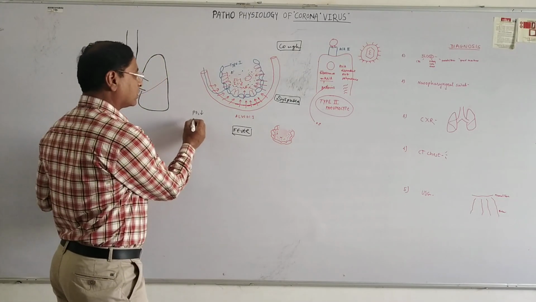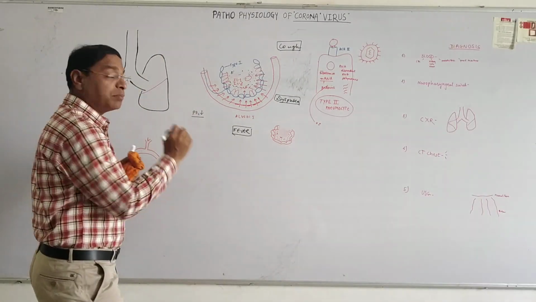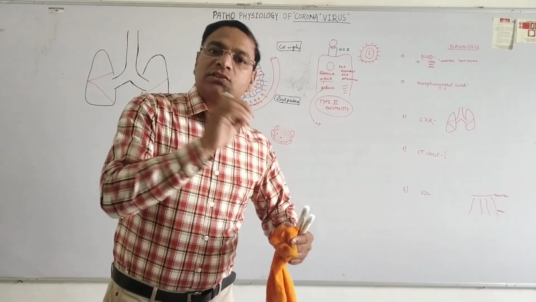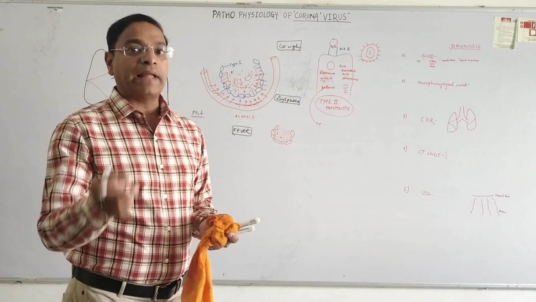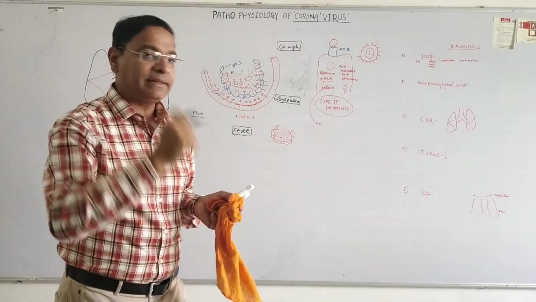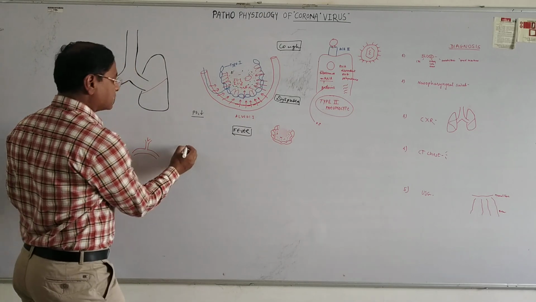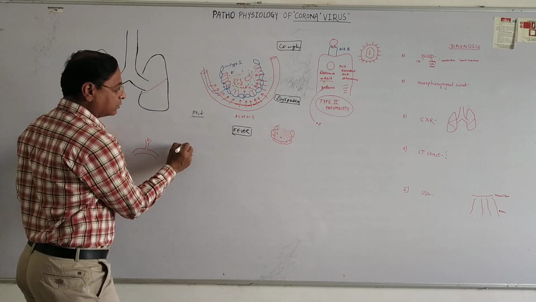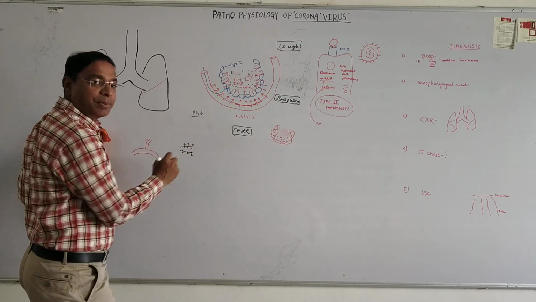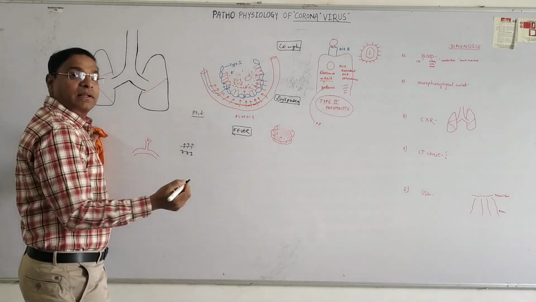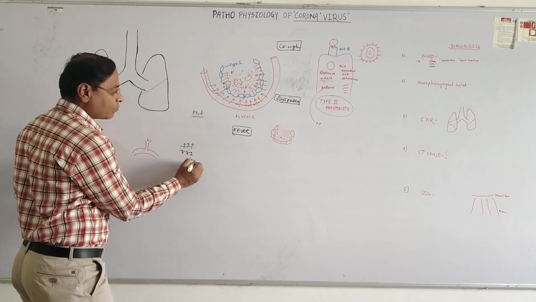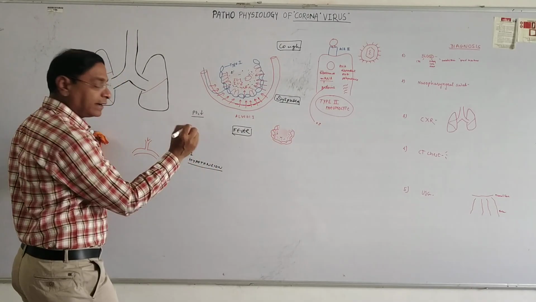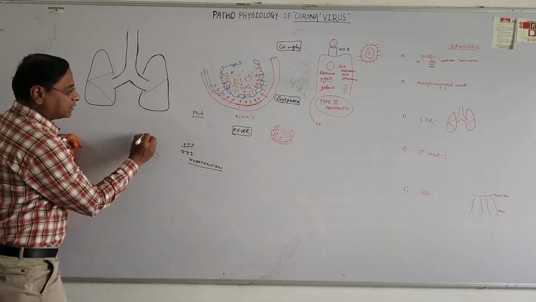And because this partial oxygen pressure is falling, the chemoreceptors which are present in the carotid sinus will get stimulated. And they will send a message to the brain, and then that will cause the water to move out. There will be leaking of the water into the capillaries, and that will result in hypotension, right?